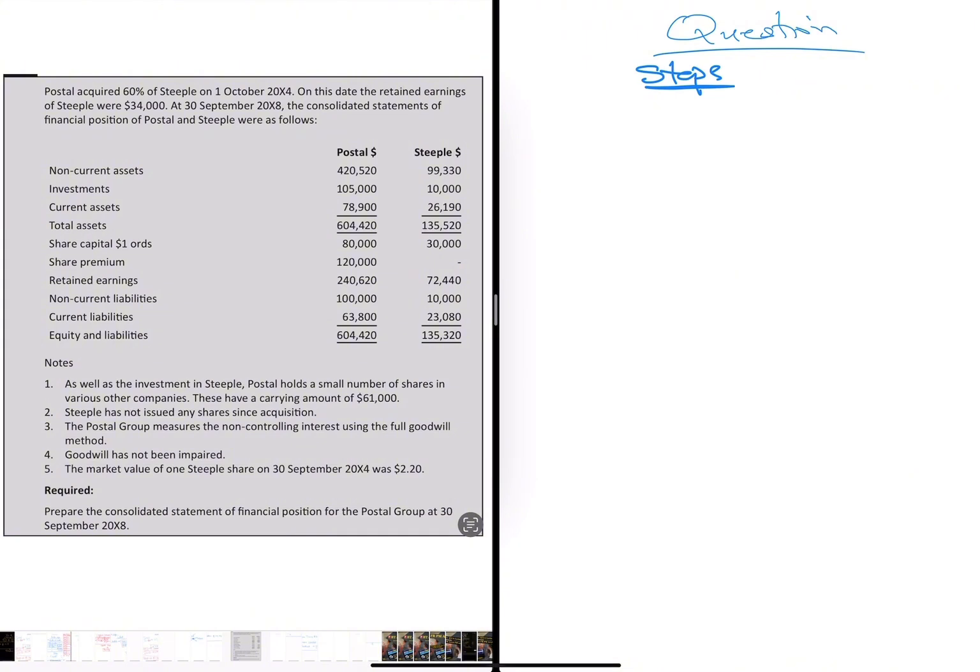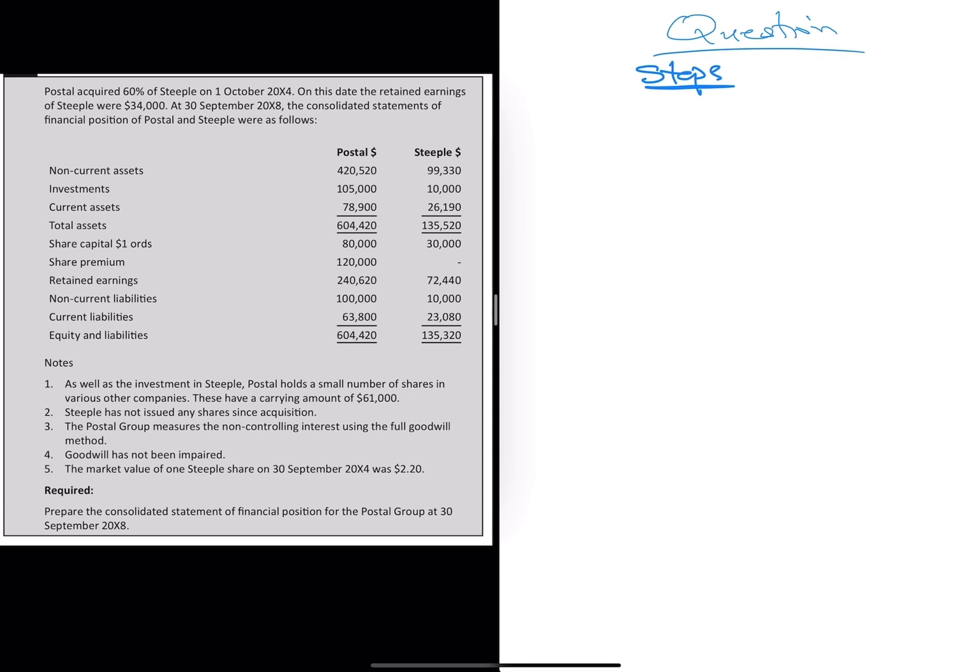We have Posta who acquired 60% on 1st of October 2024. On this date, retained earnings of the subsidiary was given, and likewise at 30th of September, which is after 1 year, the consolidated statement of financial position of Posta and Staple were as follows. So they've given us the Posta, which is the first one, the Staple, the second one, and some notes were also given. They said, as well as investment in Staple, Posta owned a small number of shares in various other companies. So there are other types of investment.